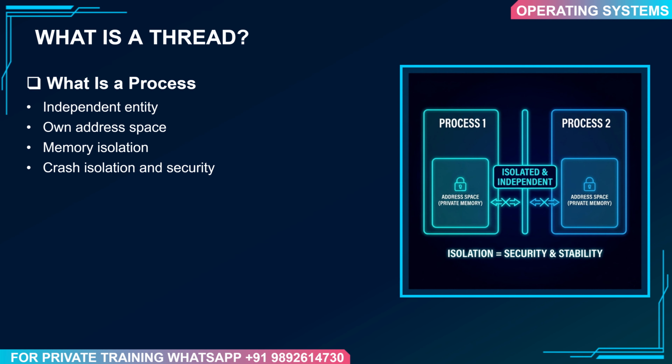Now, let us clearly separate the ideas of process and thread because this is where many learners get confused. A process is an independent entity, it has its own address space, which means its own private memory. One process cannot directly access the memory of another process. This isolation is important for security and stability. If one process crashes, it usually does not affect other processes.